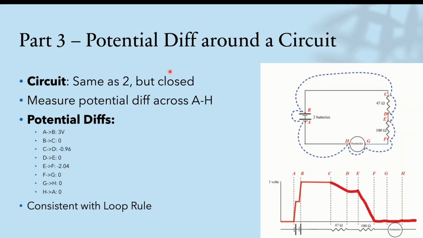Part 3, we are finding the potential difference around this given circuit, and it's the same as circuit 2, only this time it is closed, and then we measured at all these different points across here. A to B was 3 volts, B to C was 0, C to D was negative 0.96, D to E was 0, E to F was negative 2.04, F to G was 0, G to H was 0, and H to A was 0, and these are all consistent with the loop rule.